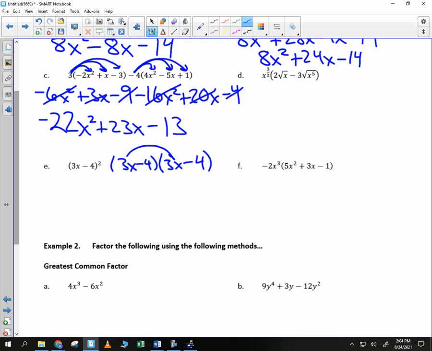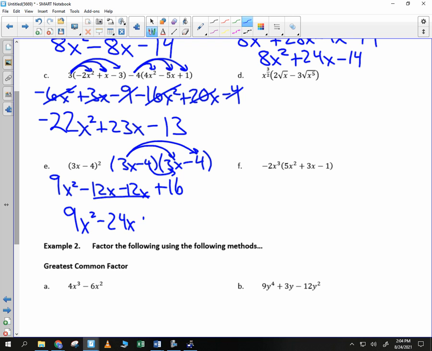I multiply it out. 3x times 3x is 9x squared. 3x times negative 4 is negative 12x. Negative 12x plus 16. Notice that you can combine the middles together: 9x squared minus 24x plus 16. Okay, go ahead and do F on your own. We'll do that when I say to.